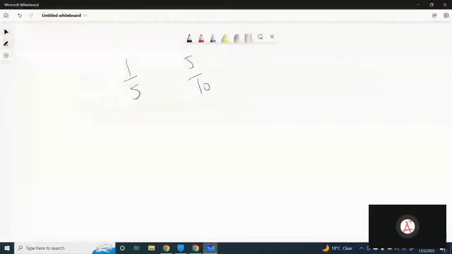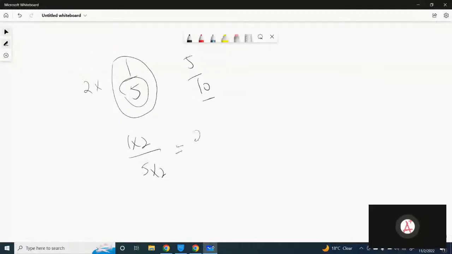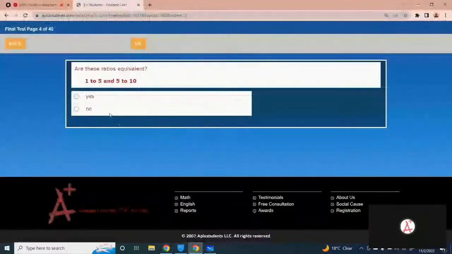So 5 times what number makes 10? You have to make them the same. 5 times 2 makes 10. So you have to multiply this fraction by 2. 1 times 2 is 2 and 5 times 2 is 10. So both the fractions are not equivalent. Got it? So that is no. Are they equivalent? No. Got it?